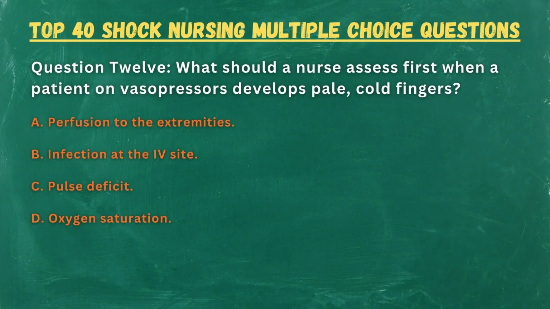Question 12. What should a nurse assess first when a patient on vasopressors develops pale, cold fingers? A. Perfusion to the extremities. B. Infection at the IV site. C. Pulse deficit. D. Oxygen saturation. Answer. A. Perfusion to the extremities.